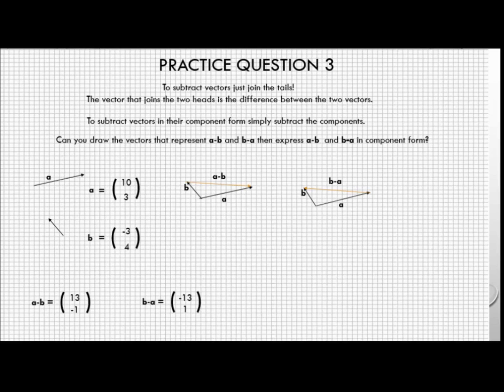And in component form, A minus B is going to be 10 minus negative 3, which is 13, and 3 minus 4, which is negative 1. And B minus A is negative 3 minus 10, which is negative 13, and 4 minus 3, which is 1. Again, you'll note that the numbers are the same, only the signs are different.